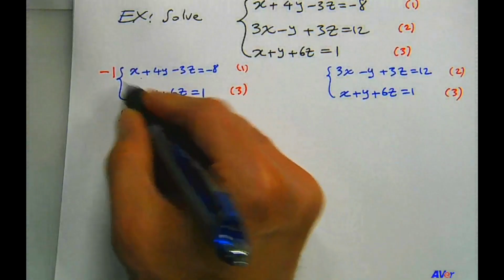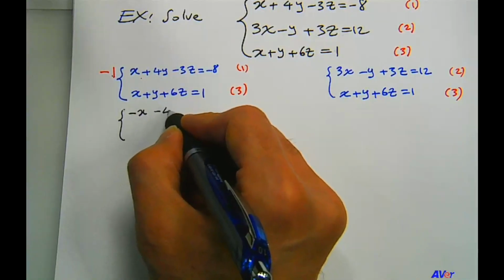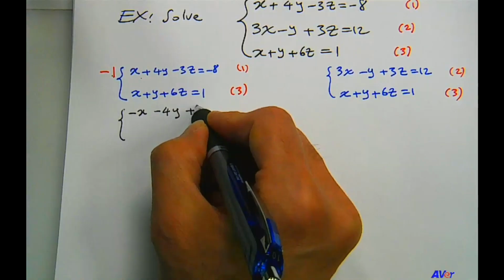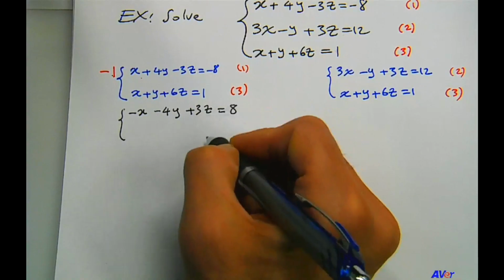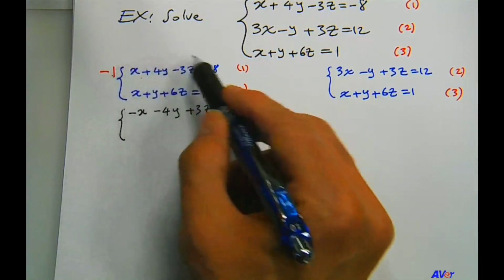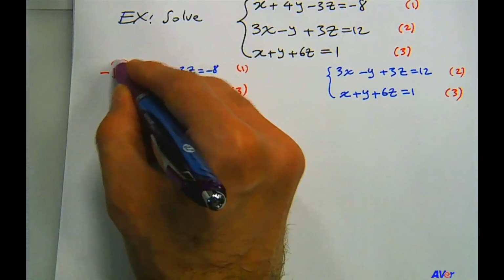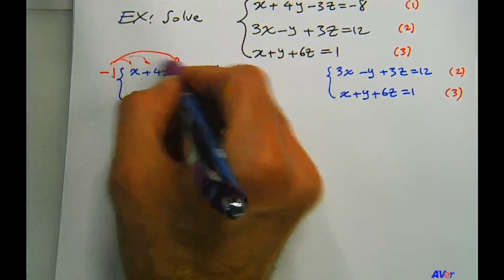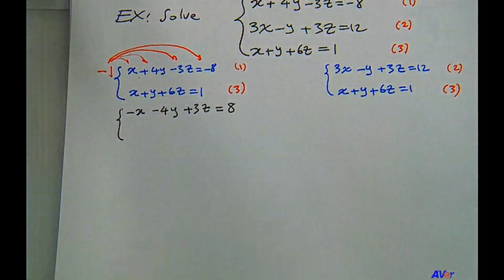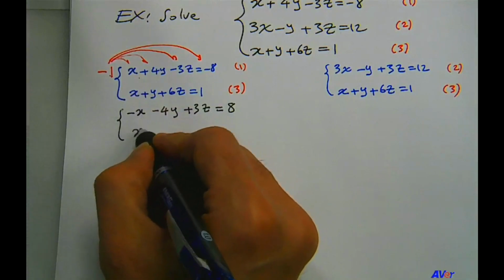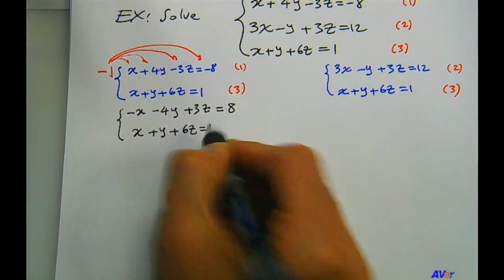Okay, so let's do that. Minus x, I'm just distributing the minus 1 into all terms in the top equation. Minus 4y plus 3z equals positive 8. Let's not forget that this distributes itself to both sides. Okay, the bottom equation stays the same. So x plus y plus 6z equals 1.